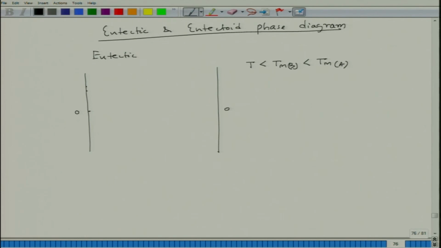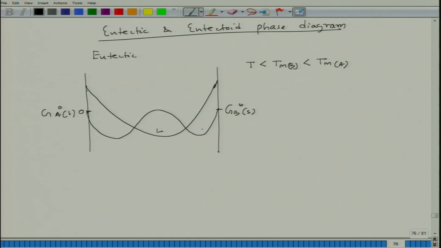so I would get this is liquid, and then this is G A 0 of solid, this is G B 0 of solid, and this one we are taking as a reference. So, that means 0 value.